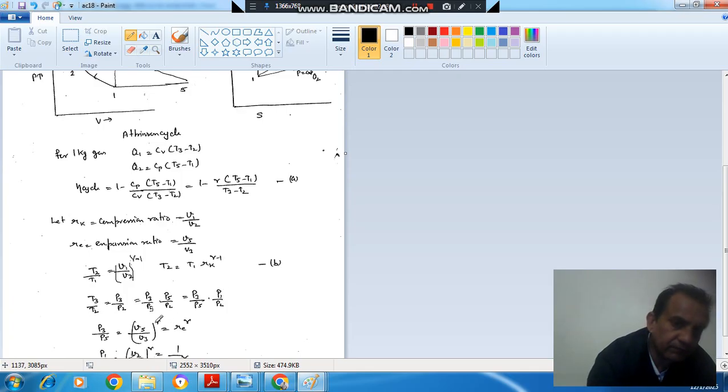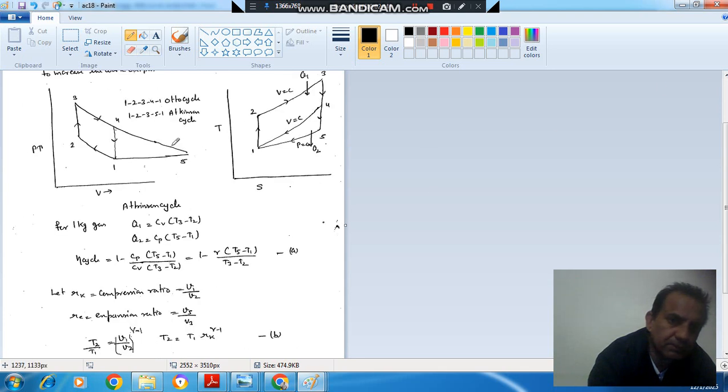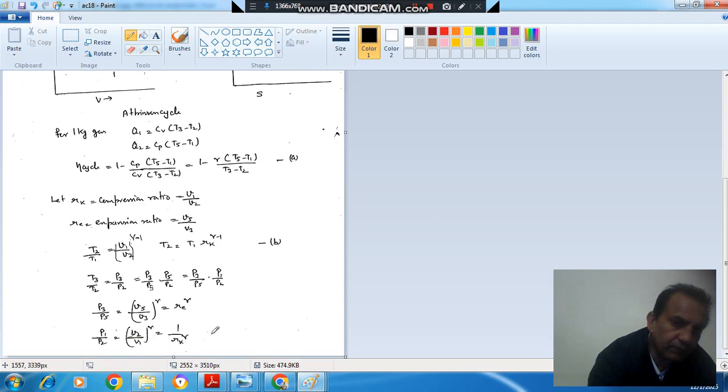For P3 by P5, if we consider process 3 5, which is your isentropic expansion, P3 by P5 will be equal to (V5 by V3) raised to power gamma, and V5 by V3 is your expansion ratio, that is re. So this is re raised to power gamma. And P1 by P2: 1 2 is also an isentropic process, so P1 by P2 is (V2 by V1) raised to power gamma, and V1 by V2 is your rk, so it will be 1 by rk raised to gamma.